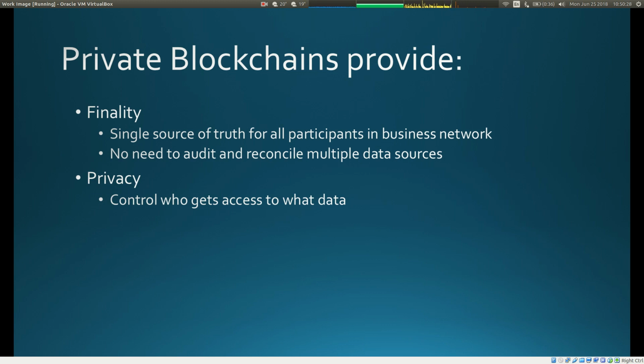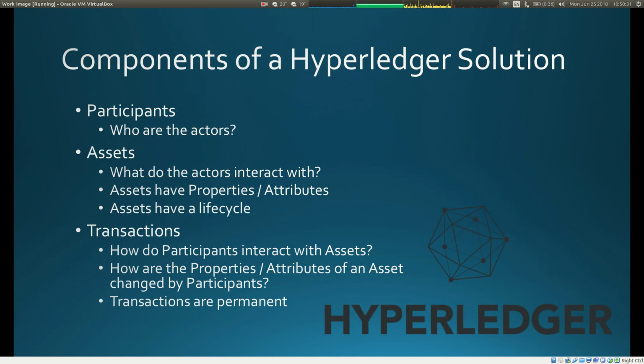So next time we're going to circle back and talk about the different components of a Hyperledger solution, and then we're going to actually go hands-on, and I'm going to show you a real-live Hyperledger solution and point you at all the resources you can use to build one out yourself. So look for the next video coming up tomorrow when we get hands-on with Hyperledger.